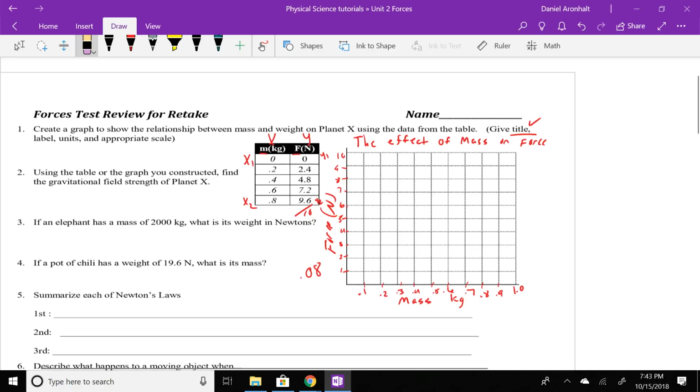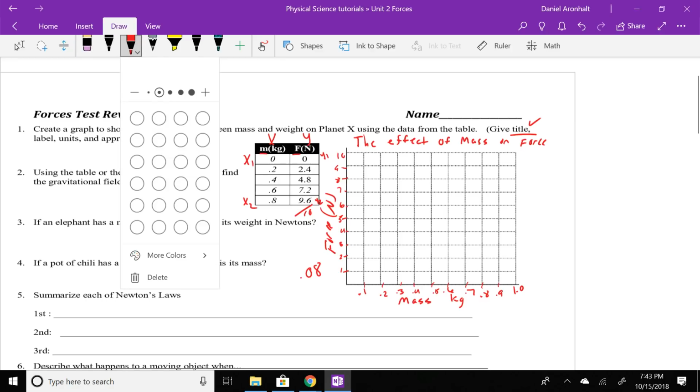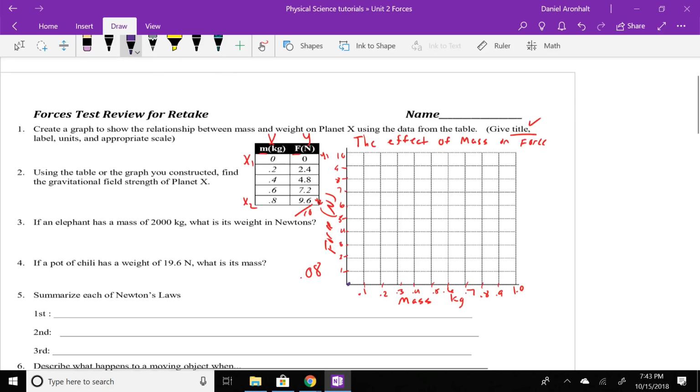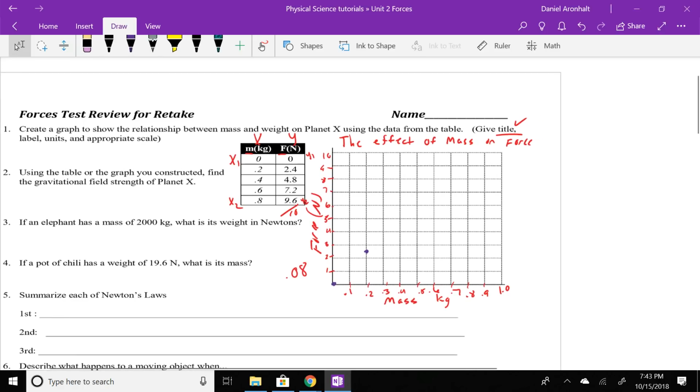Once you're done with that, go ahead and start plotting your points. And let's use a different color line. Let's use a purple line here. So my first point is going to be 0, 0. My second point is going to be 0.2 to 0.24. It's about right here. My third one's going to be 0.4 to 4.8. So 4 to about 4.8. Next one's going to be 0.6 to 7.2. And the last one's going to be 0.8 to 9.6. When that's done, go ahead and draw your best fit line through there. Okay, there I go.